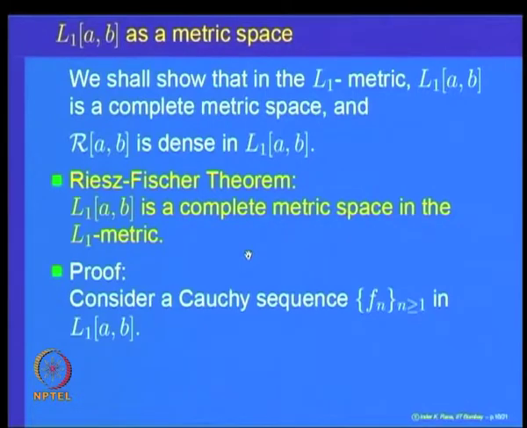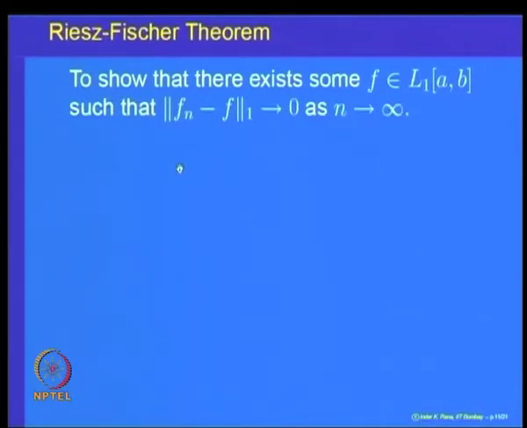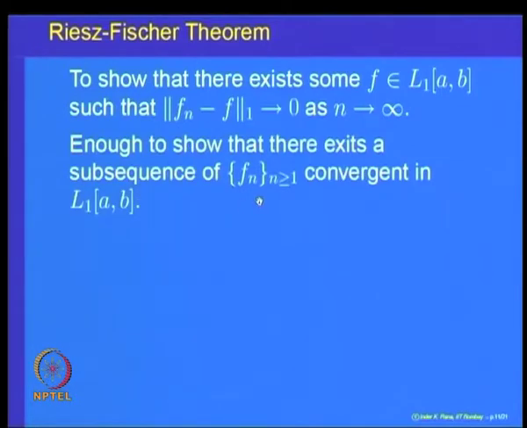So, this is what we have to show, that there exists some function f in L1[a,b] such that the L1 norm of f_n minus f converges to 0 as n goes to infinity. To prove this fact, here is an observation. What we will show is, it is enough to show that there exists a subsequence of f_n which is convergent in the L1 norm.